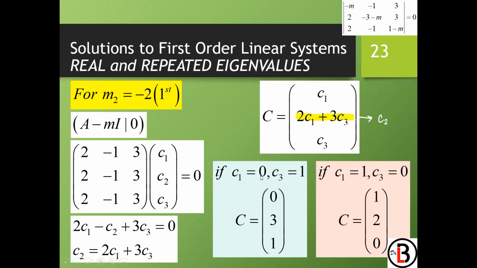So look at this. If C1 is 0 and C3 is 1, what is C2? Diba? 2 times 0 plus 3 times 1. I'll get 3. You understand? Whereas if C1 is 1 and C3 is 0, so 2 times 1 is 2, and then this becomes 0, so 1, 2, and 0. My question is, you have 2 different answers. Are they factors of each other?